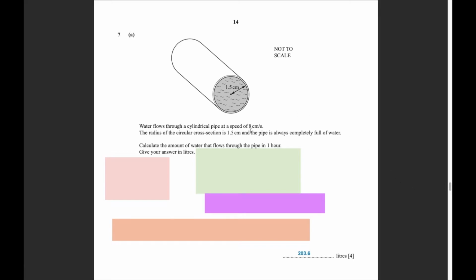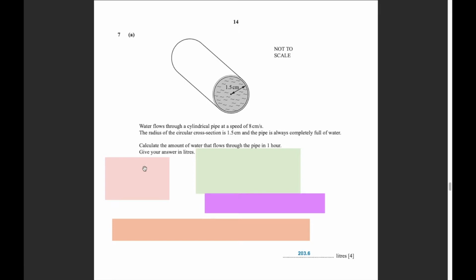Water flows through a cylindrical pipe at a speed of 8 centimeters per second. The radius of the circular cross-section is 1.5 centimeters, and the pipe is always completely full of water. So we know the volume is not a weird one. It's simply a circle or a cylinder. Now, calculate the amount of water that flows through the pipe in 1 hour. Give your answer in liters.